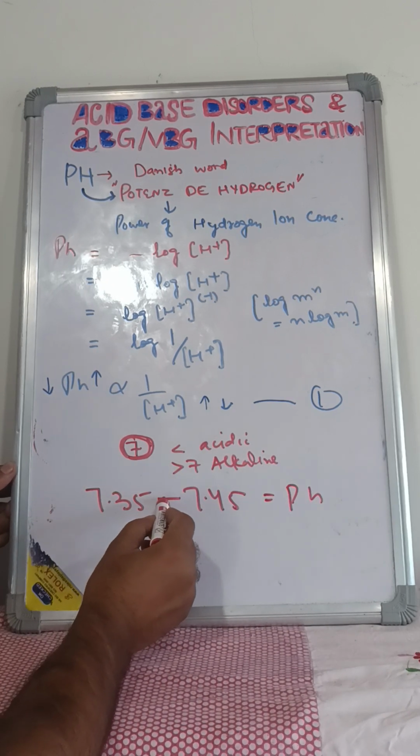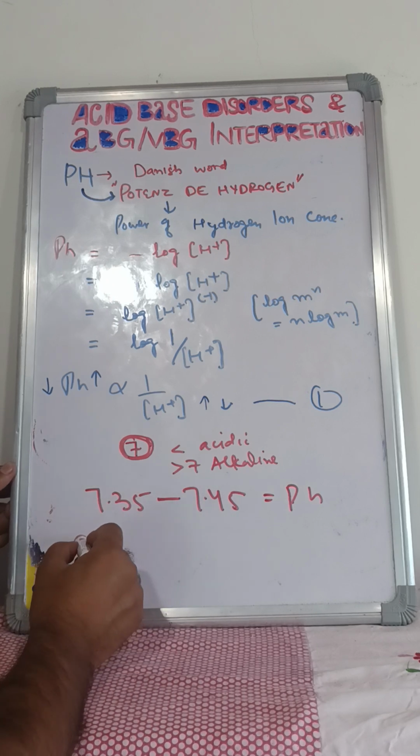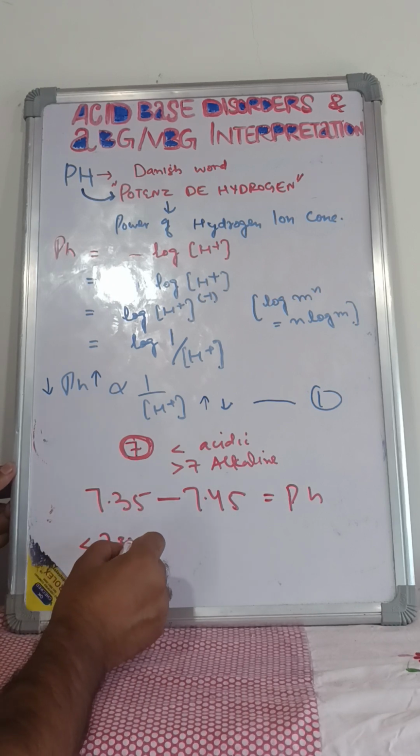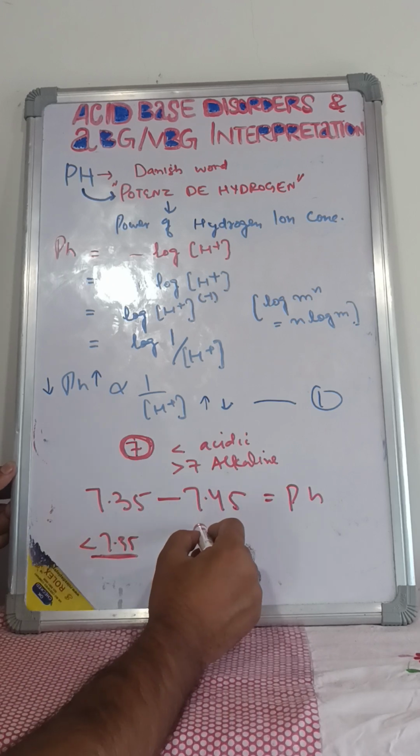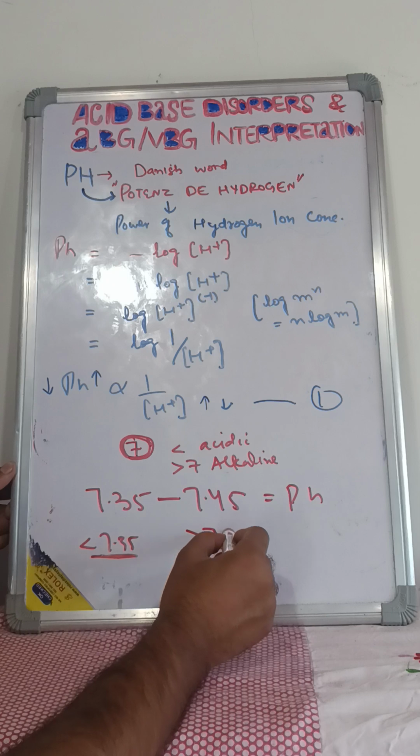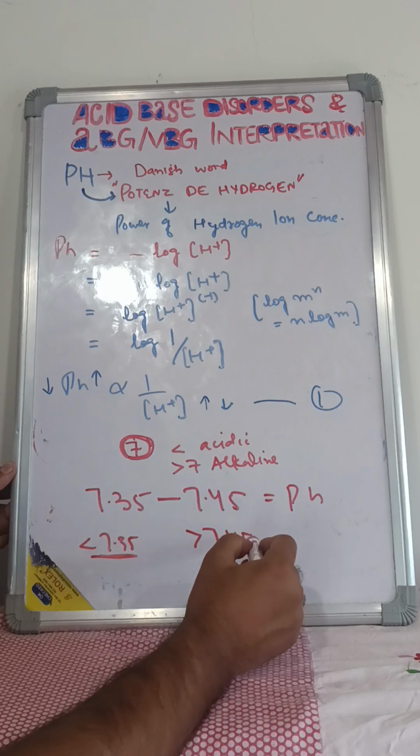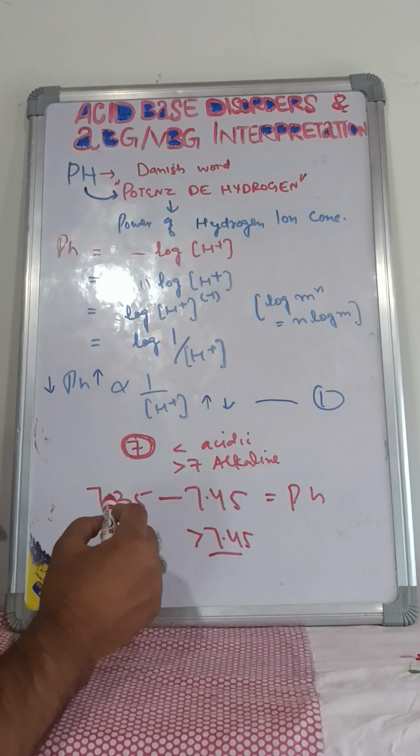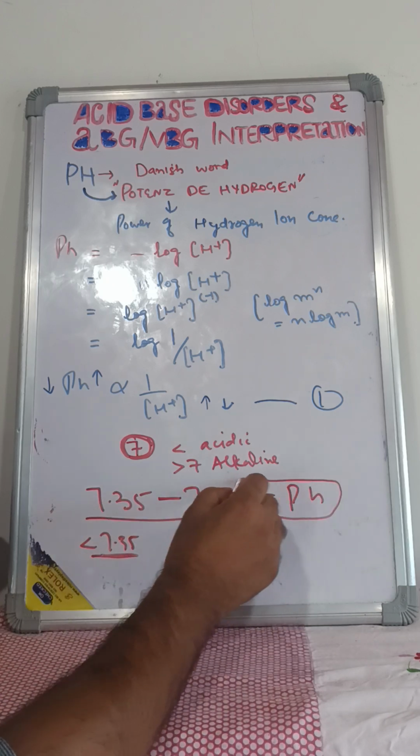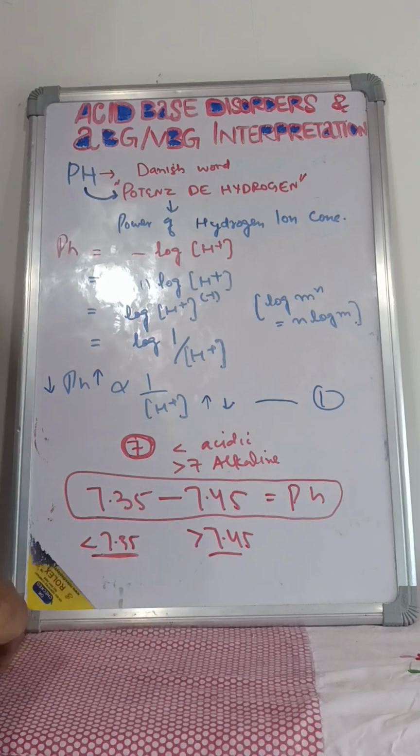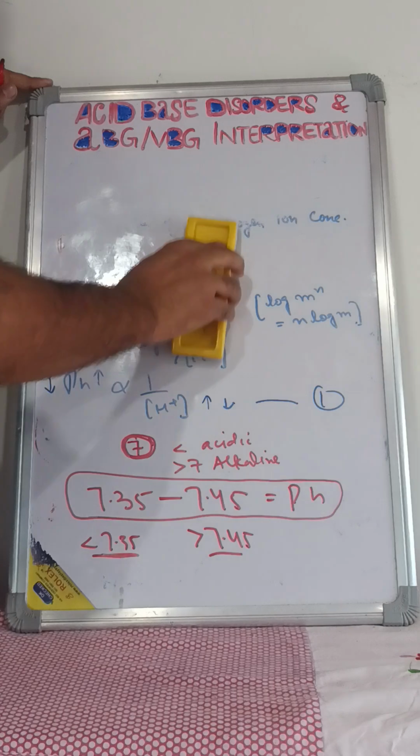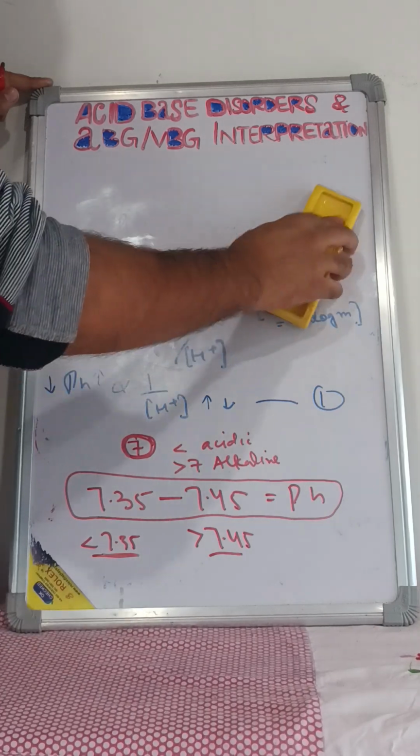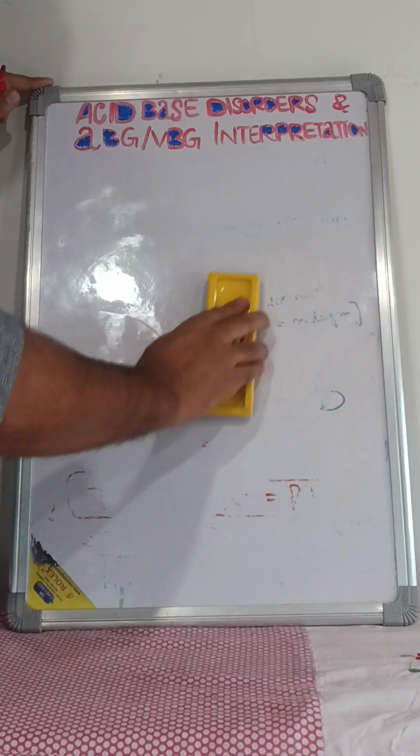And if there is a person whose pH is less than 7.35, we can say that the patient is having acidosis. If there is a person whose pH is greater than 7.45, you can say that the blood is in alkalosis. So this is the basic normal pH level of human blood. So I'm going to erase this. We are going to cover the basics of acid-base disorders.